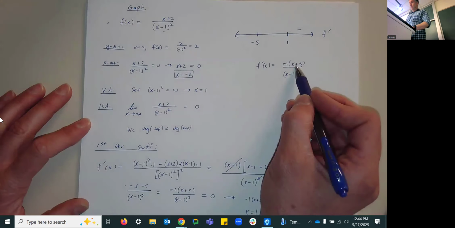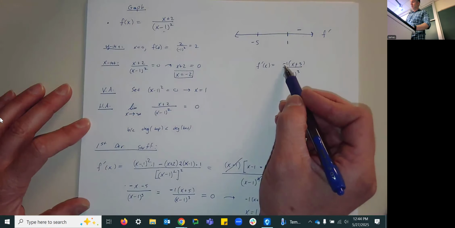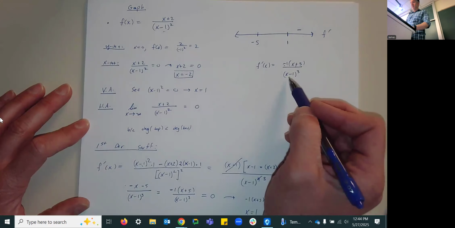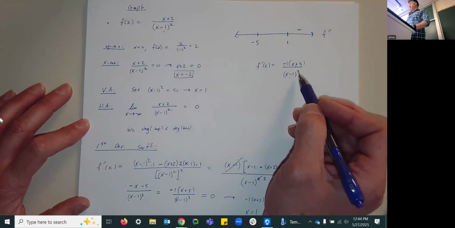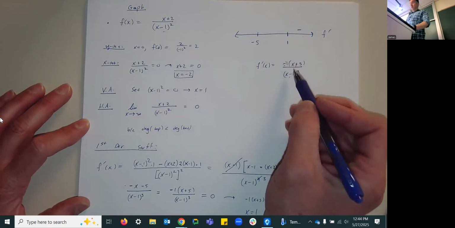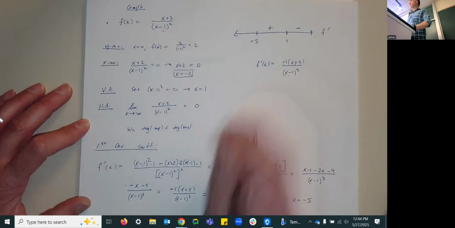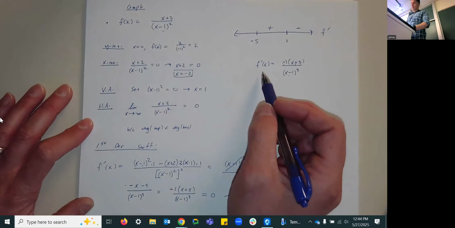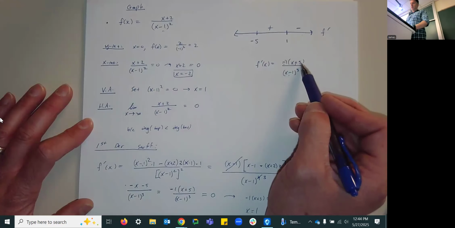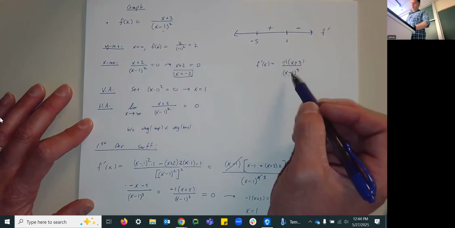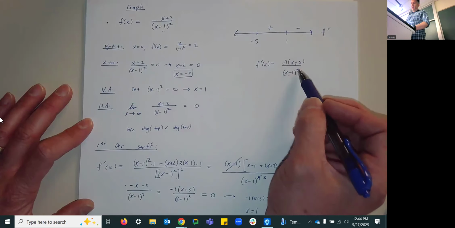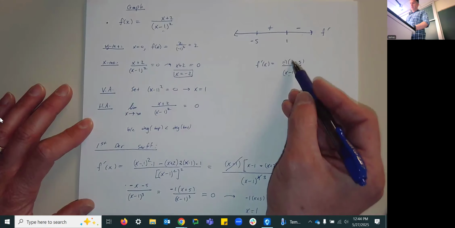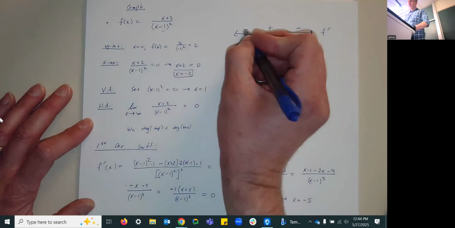0 plus 5 is positive, times negative 1 is negative. 0 minus 1 is negative, and the negative number cubed is still negative. So a negative divided by a negative is positive. Finally, picking something less than negative 5, like negative 6. Negative 6 plus 5 is negative 1, times negative 1 is positive. On the bottom, a negative number cubed is also negative, so I have a positive over a negative, which is negative.